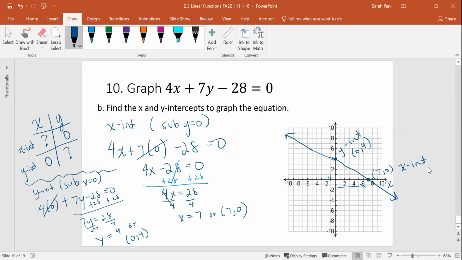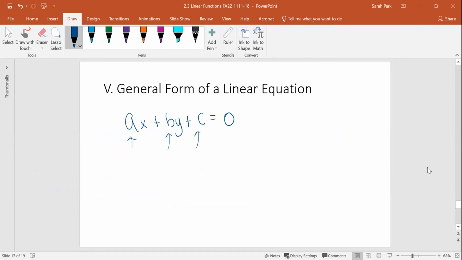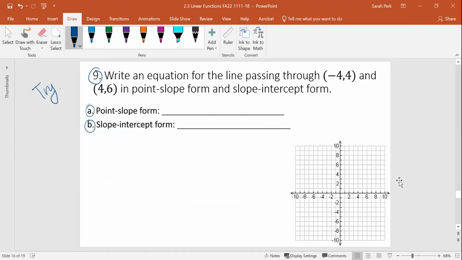Okay, I hope you have a better understanding of slope, linear equations in slope-intercept form, point-slope form, and the general form. And make sure that you try this problem out, number 9.